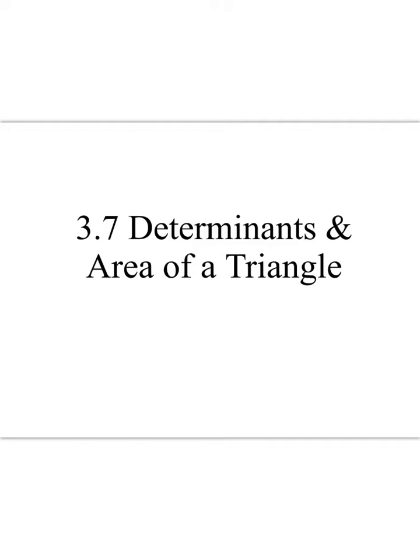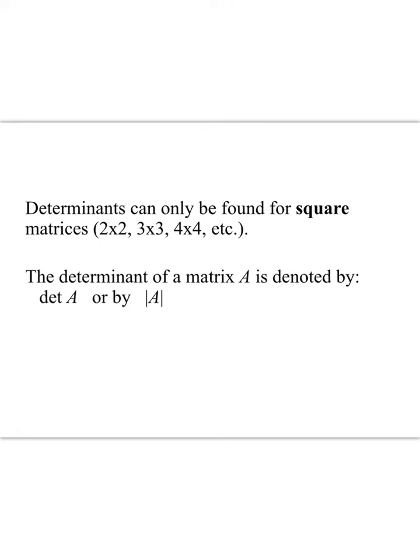Welcome to 3.7. We're going to be talking about determinants and using determinants to find area of a triangle. So with each square matrix, there's a real number called the determinant. So it's only for square matrices, like 2 by 2, 3 by 3. Those are the main ones that we're going to be talking about.